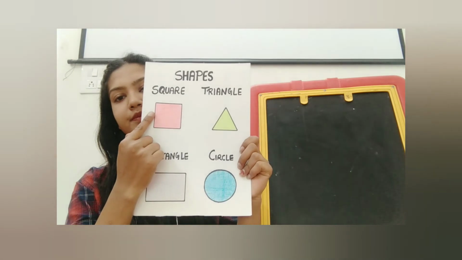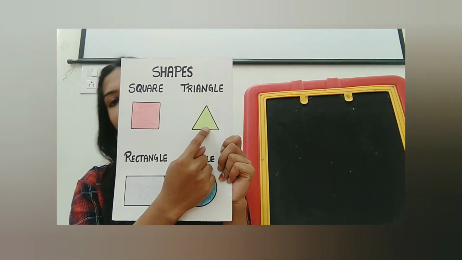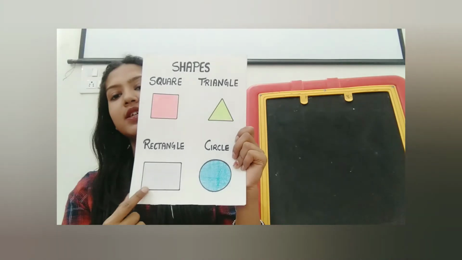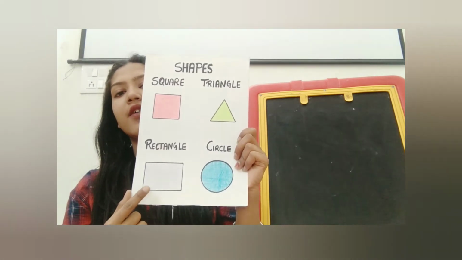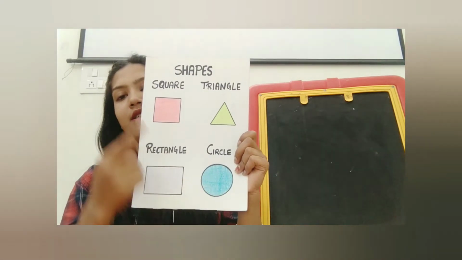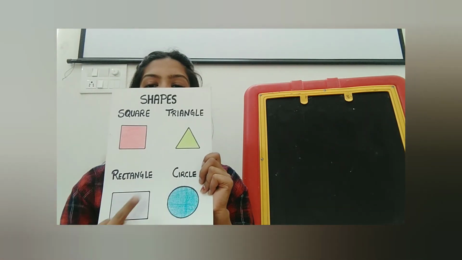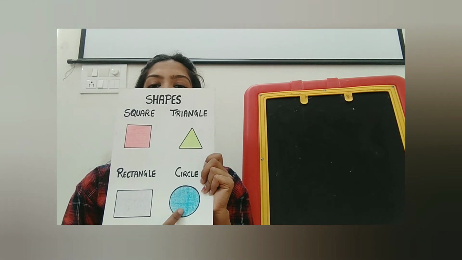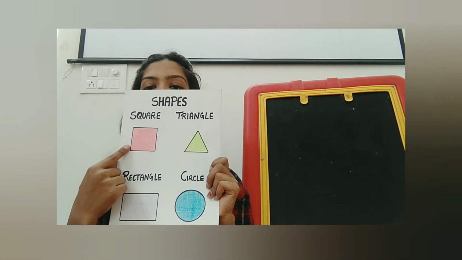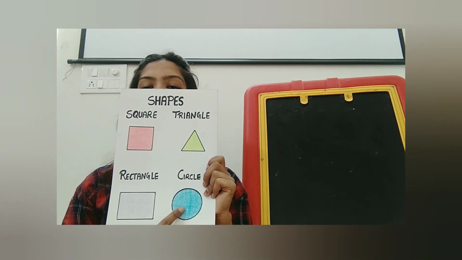Square. Which shape is this? This is square. This is triangle. Which shape is this? This is triangle. This is rectangle. See? Rectangle. And this is circle. Square, triangle, rectangle, circle. One more time. Square, triangle, rectangle, circle. Very good. So children, today we have learned about shapes.